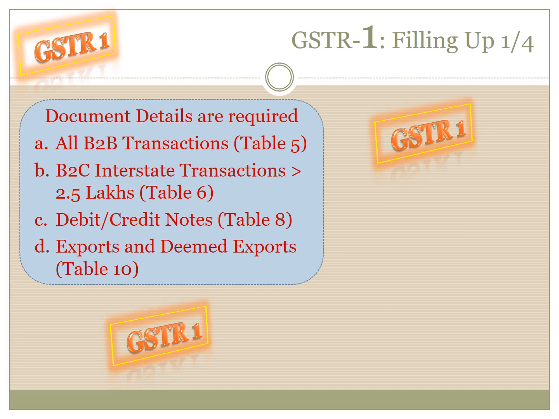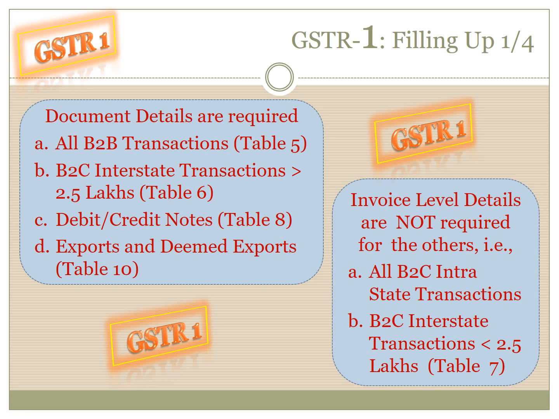All B2B transactions, whether intrastate or interstate, are to be mentioned in Table 5. The transactions which are done through e-commerce portals are to be flagged. Interstate transactions to unregistered persons exceeding value of Rs 2.5 lakhs are to be mentioned in Table 6. Debit notes and credit notes are entered in Table 8. Those issued as a supplier are only considered. Exports, including deemed exports, are furnished in Table 10.